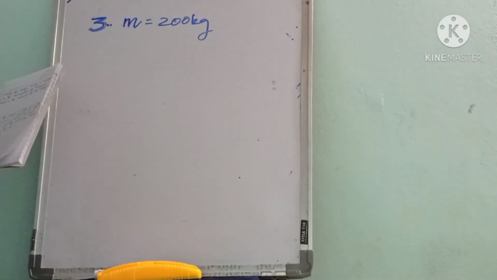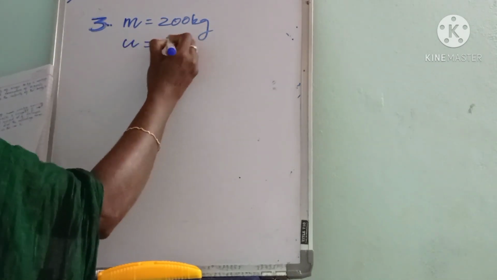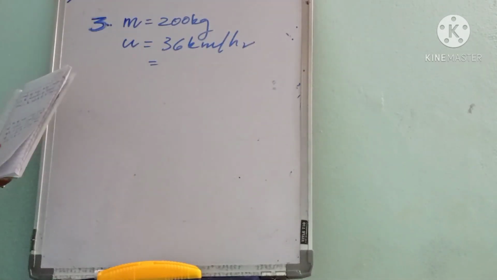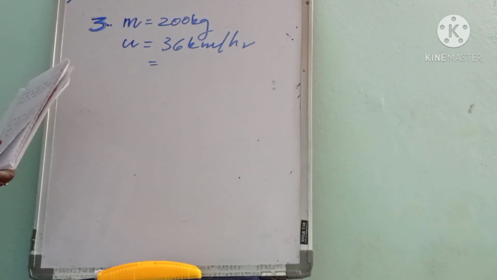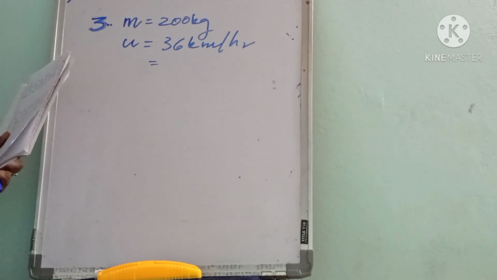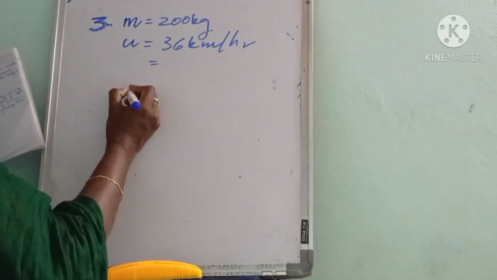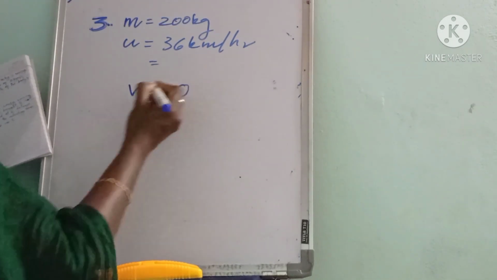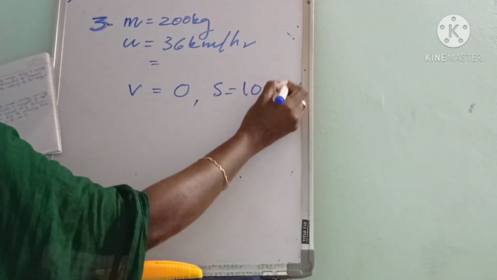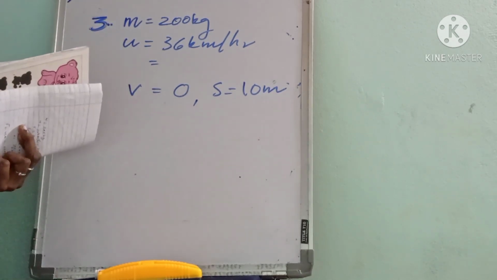It is moving at 36 km per hour. So its initial velocity u equal to 36 km per hour. It is brought to rest after it covered a distance of 10 meter. So its final velocity v equal to what? 0. Then what is the distance traveled? S, that is equal to 10 meter. We have to find the retarding force acting on the car. We have to find the force.